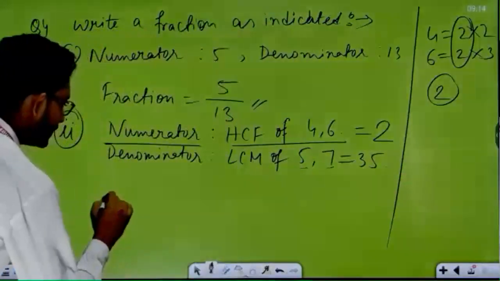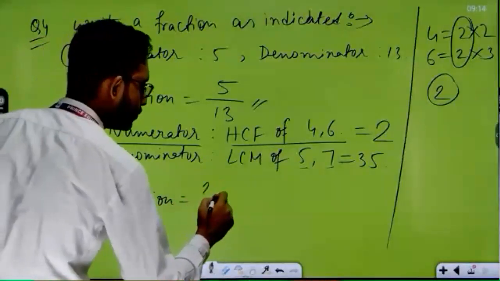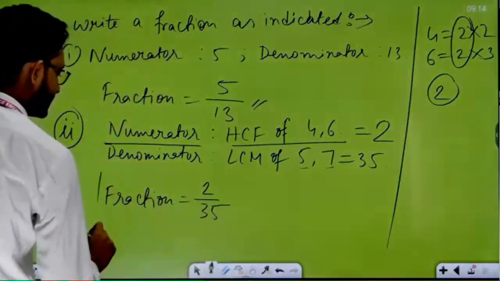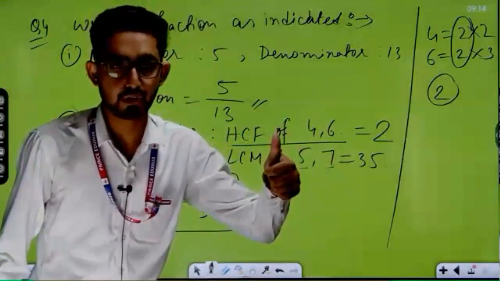So the fraction will be 2 upon 35. This is your answer. That is all your answer was. Okay, done. No issue, all of you.